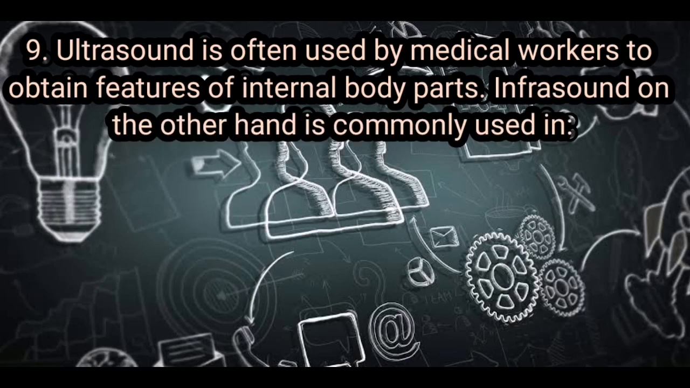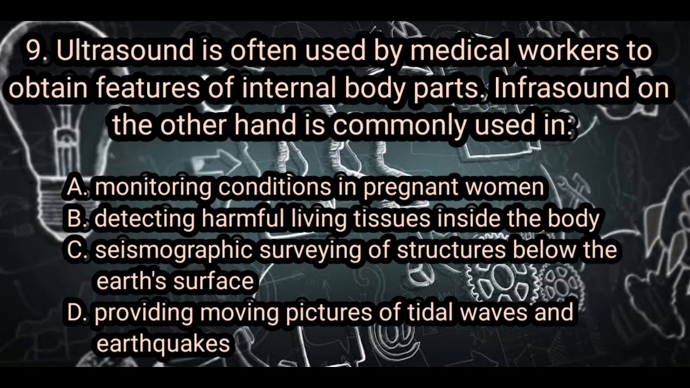9. Ultrasound is often used by medical workers to obtain features of internal body parts. Infrasound, on the other hand, is commonly used in A. Monitoring conditions in pregnant women. B. Detecting harmful living tissues inside the body. C. Seismographic surveying of structures below the Earth's surface. D. Providing moving pictures of tidal waves and earthquakes. Correct answer. Letter C.